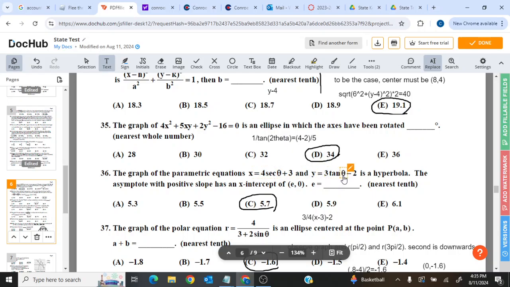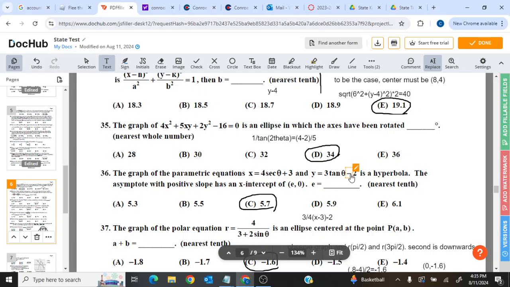And then if you look at it, you can clearly see that the x value of your center is 3, and your y value of the center is -2. So that'll get you your asymptote equation of y = 3 over 4 (x minus 3) minus 2, and an x-intercept of 5.66666 repeating, or 5.7.